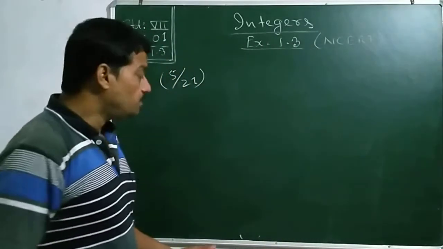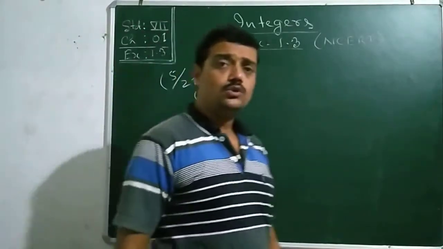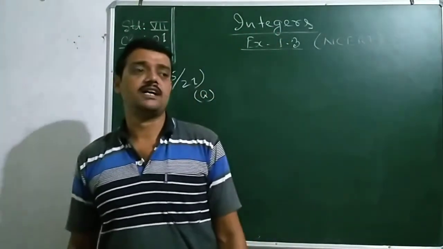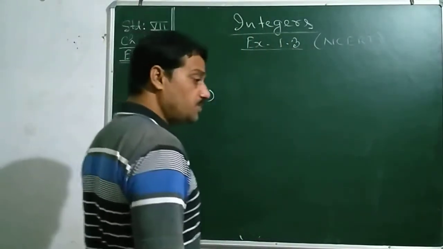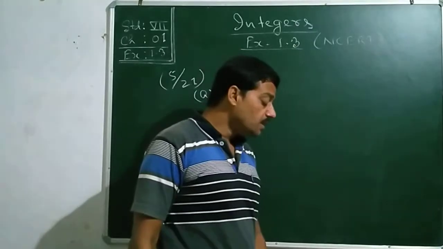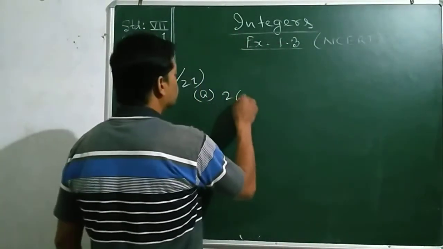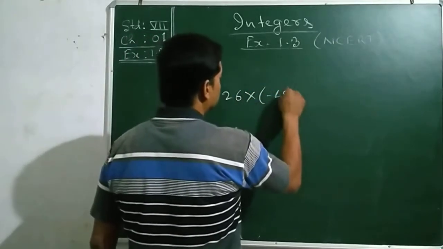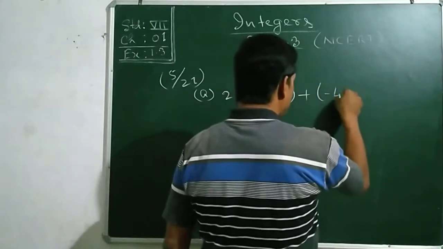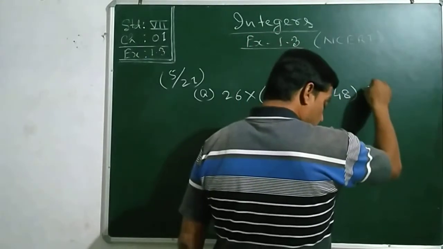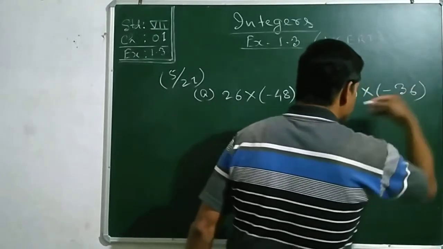Various types of calculations have been asked, and we need to use various types of properties that I have taught you in the previous class, like distributive property, associative property. See the first sum, 26 into minus 48 plus minus 48 into minus 36.